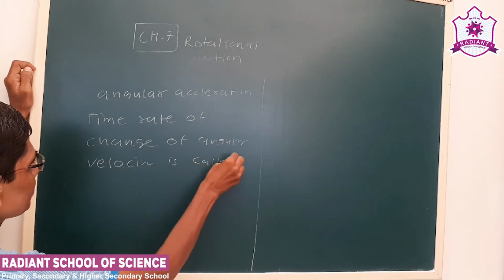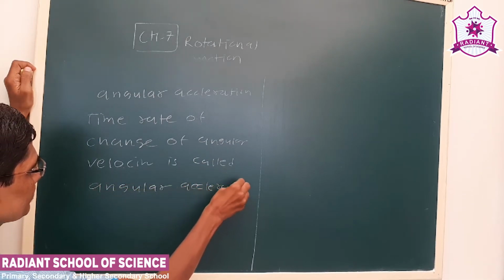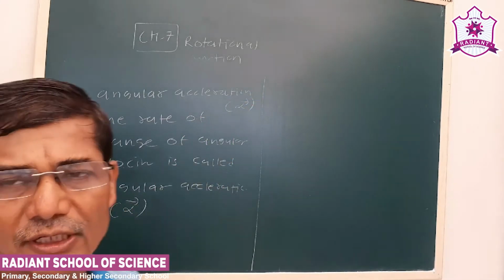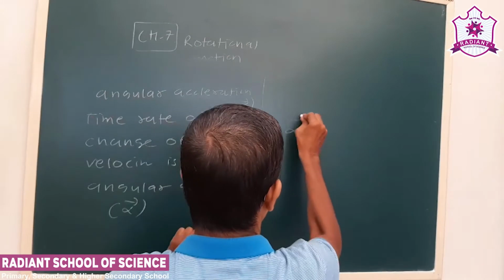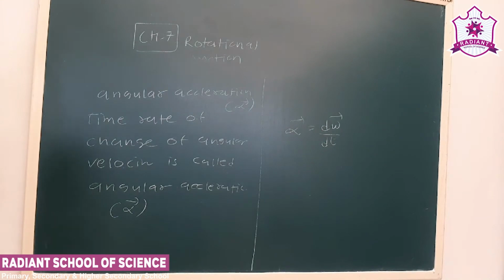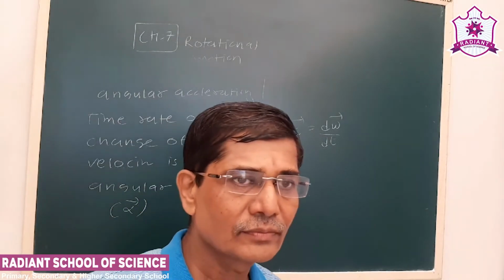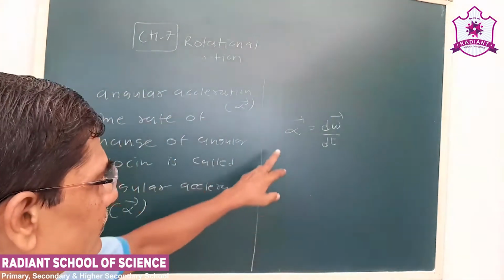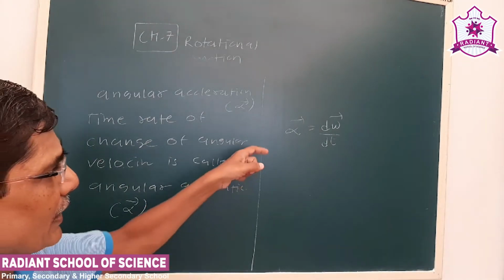is called angular acceleration. The angular acceleration is denoted as alpha. The time rate of change of angular velocity is angular acceleration. Alpha is denoted as d omega by dt. Now in case of fixed axis of rotation, omega and delta omega will be in the same direction. So in that case the direction of alpha will be in direction of omega. So this is about the angular acceleration alpha.